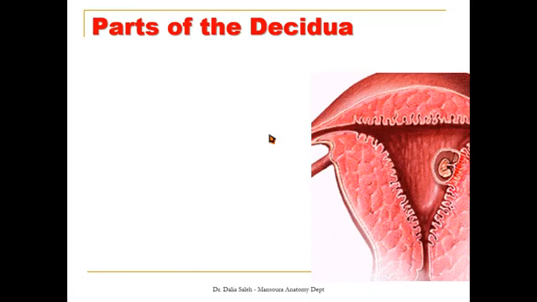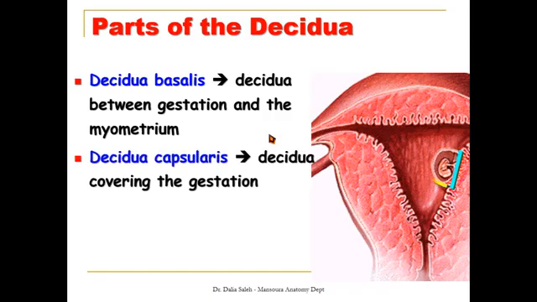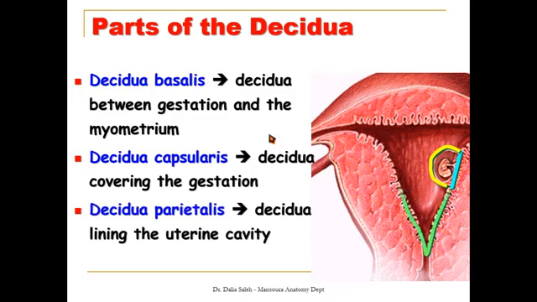So again, what are the parts of the decidua? We said we have decidua basalis, which is the decidua that lies between the gestation and the myometrium. Decidua capsularis is the part of the decidua that is covering the gestational sac, and decidua parietalis is the decidua lining the rest of the uterine cavity.